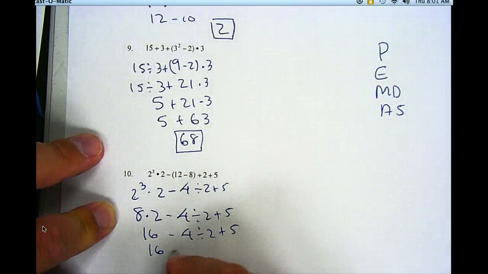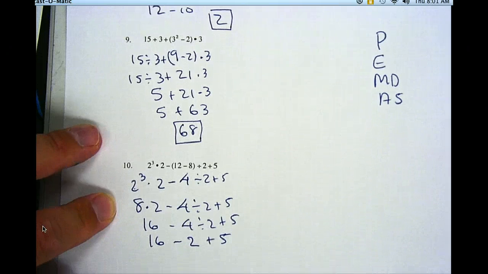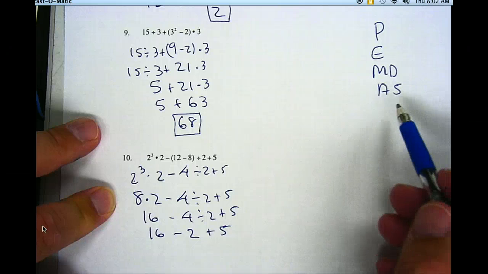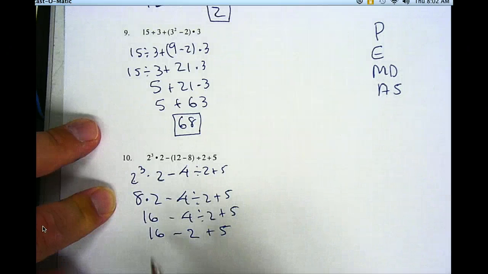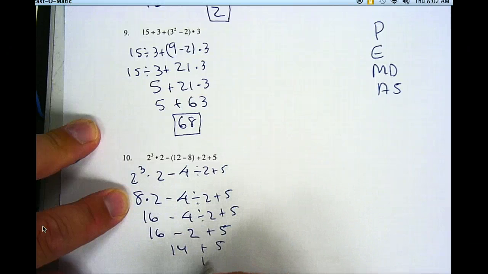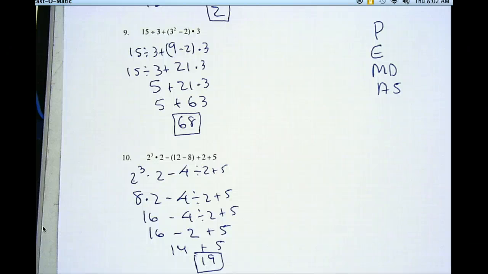I still have that division I have to do. So it's 16 minus 2 plus 5. And now if I have subtraction and addition, I've got to do the subtraction first because they're the same. Addition and subtraction are the same. So I do those first, and I get 14 plus 5, and I end up getting 19 for that answer. Just going to check and see that I did everything right.